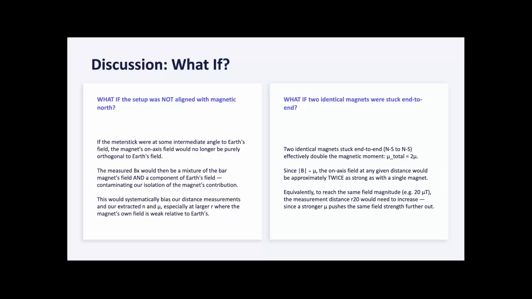What if 2 identical magnets were stuck together end to end instead of 1? Sticking 2 magnets north to south effectively doubles the magnetic moment: mu total equals 2 mu. Since the field is proportional to mu, the on-axis field at any given distance would be roughly twice as strong.